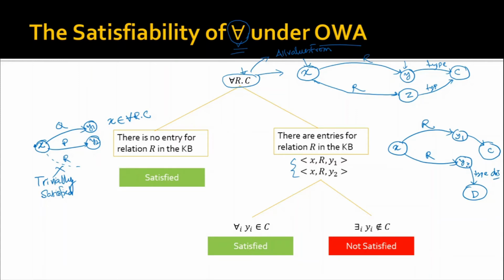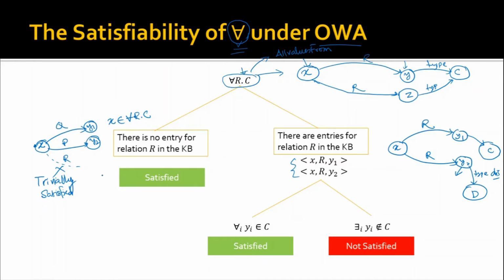So in that case you have at least one yi, which is y2, which does not belong to C. In that case you say that given your knowledge base, your for all R.C is not satisfied, right? So this is how we interpret for all R.C in the open world assumption.